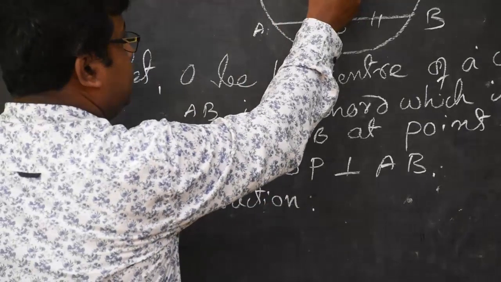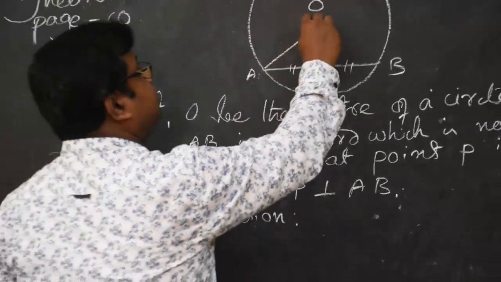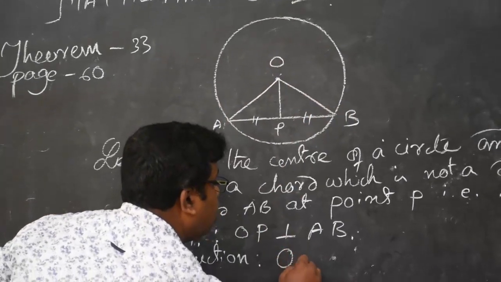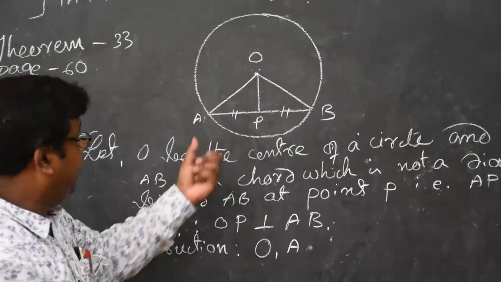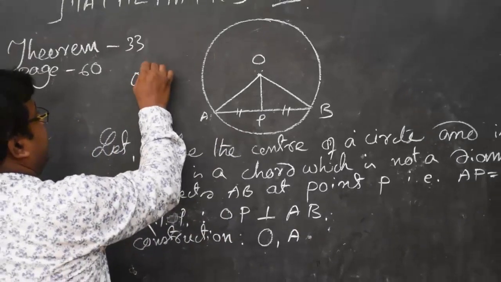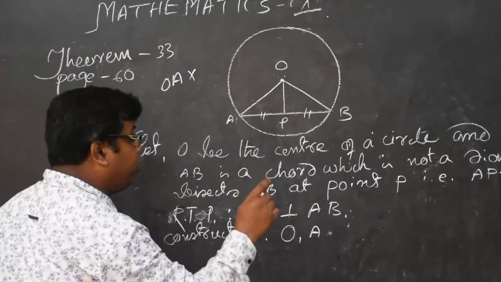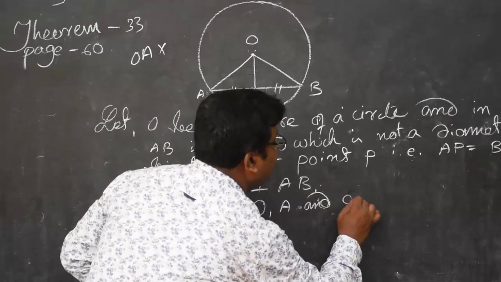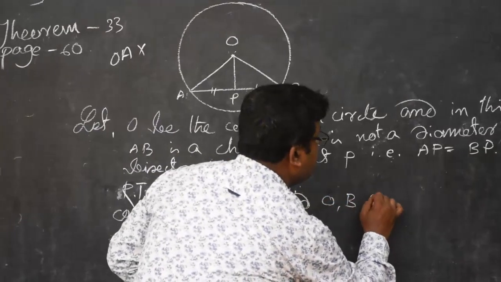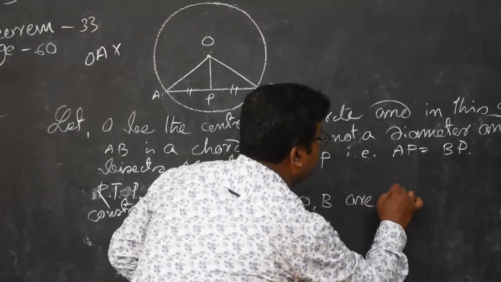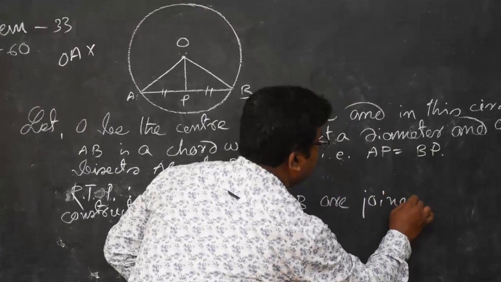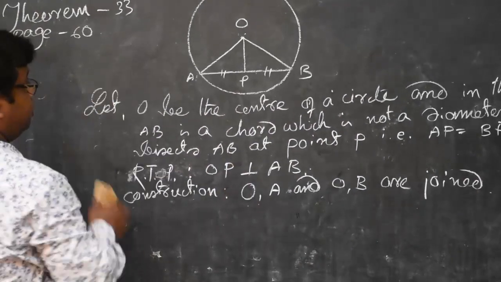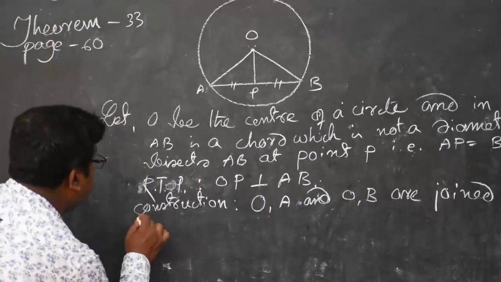This construction is similar to the previous construction, that is OA and OB are joined. Don't write OA like this, it is wrong. You have to write O comma A and O comma B are joined. Okay, now we are going to understand the proof.